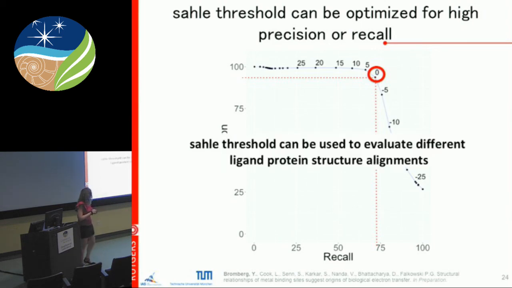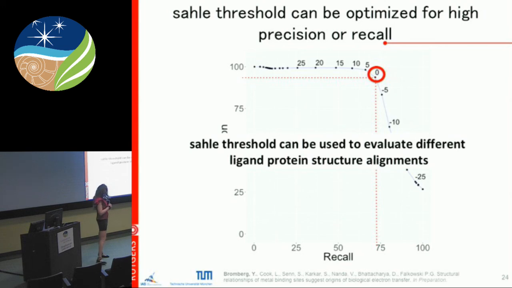This also means that this threshold, which we call SAHLE, the structure alignment informed homology something, but whatever, it's SAHLE, can be used to evaluate different ligand-protein structure alignments. Right, so in the past 15 minutes or so, I just told you that I can solve a problem that people have been trying to solve for many years. Don't believe me, but we can approximate.